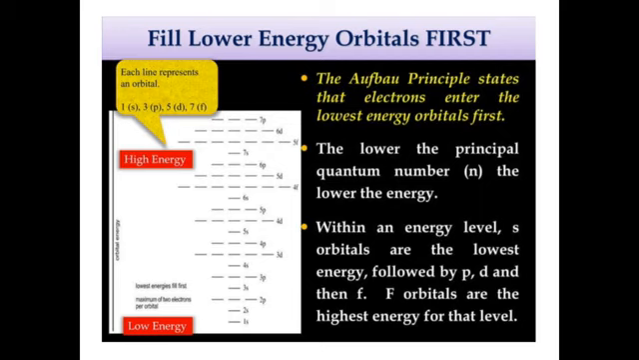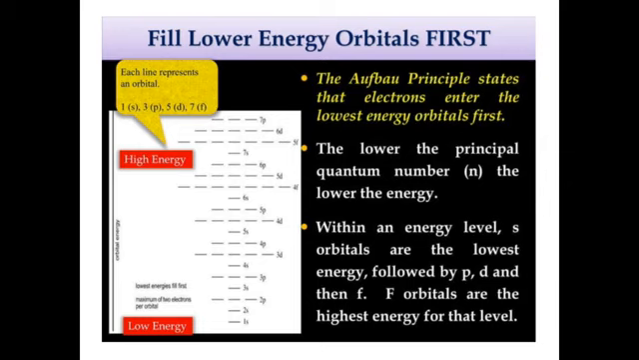Aufbau is talking about. Quickly look at the picture at the side of this. You will see that we are starting with 1s, followed by 2s, followed by 2p, followed by 3s, followed by 3p, followed by 4s, followed by 3d. Why are we having 4s before 3d?